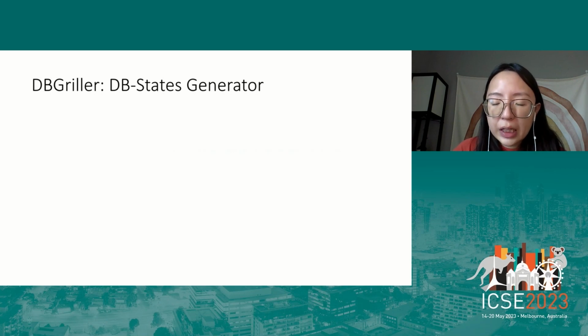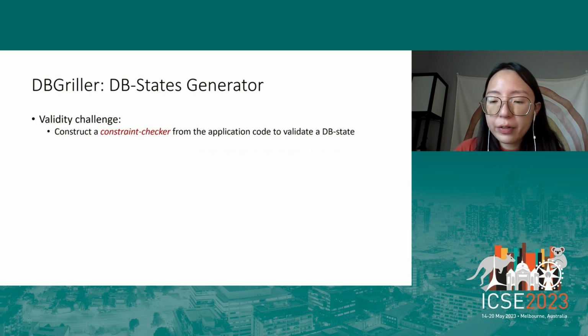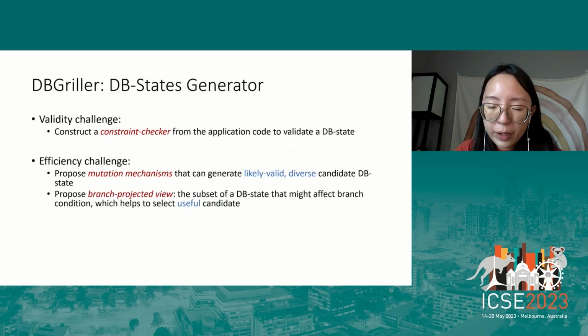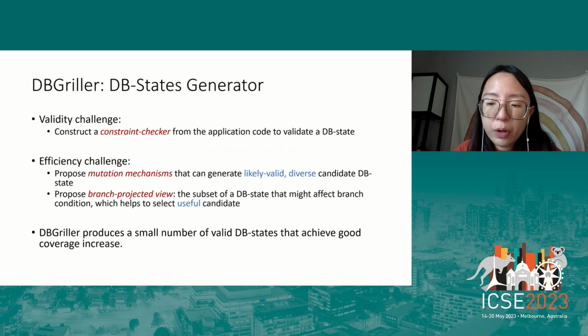DB Griller tackles the validity challenge by constructing a constraint checker from rewriting the validation code. It tackles the efficiency challenge by, first, proposing a few mutation mechanisms that can produce DB state candidates that are likely to be valid, but still diverse in the sense that they can help increase the branch coverage. Second, we propose the branch projected view. This view is used to aggressively filter DB states and only keep those that are likely to be useful. With this, eventually DB Griller produces a small number of valid DB states that can achieve good branch coverage increase.